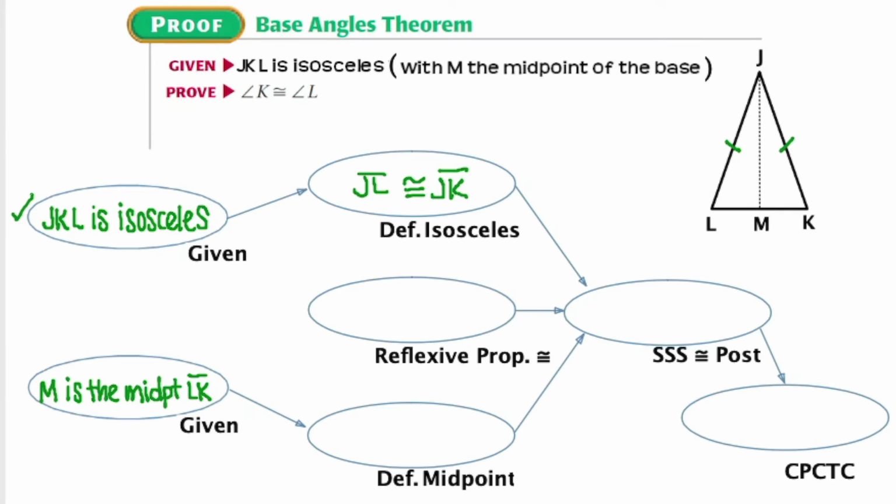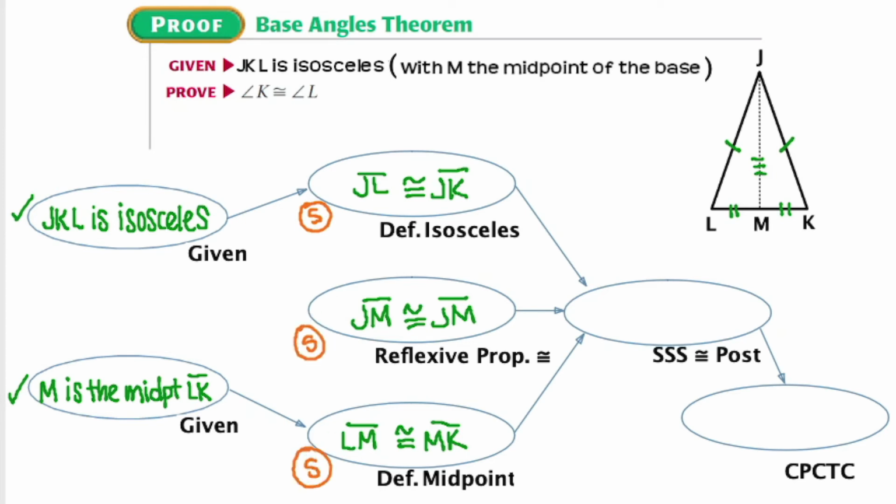I've got M being the midpoint of that base. So if M is the midpoint, I can say that LM is congruent to MK by the definition of a midpoint. Now I've used my other given. And they're sharing a side, so I can use the reflexive property, say that JM is congruent to JM. And really what I've done here is I've set myself up to prove that those two smaller triangles are congruent to each other because I've got three sets of congruent sides on them. So being careful about the order that I put those in, if I call the first one JLM, I'll call the second one JKM, putting those points in corresponding order.